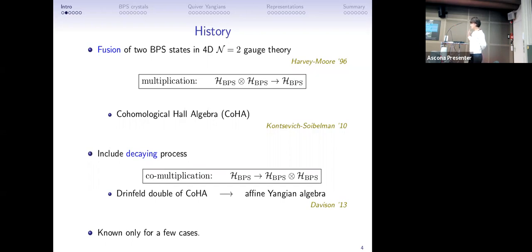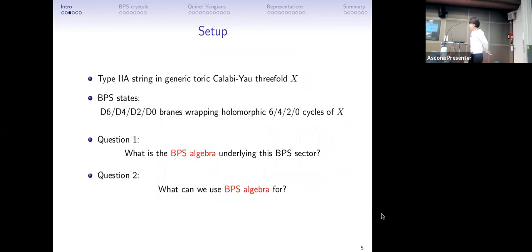So we see that we have different formulations of this algebra, but this is only known for a few cases. In this talk, we're going to focus on the basics of this affine Yangian algebra. The system we're going to focus on today is type IIA string on a generic toric Calabi-Yau threefold. The BPS states are given by D-branes wrapping holomorphic cycles of the Calabi-Yau. And so we want to ask, what is the BPS algebra? And second, if we get it, what can we use it for?